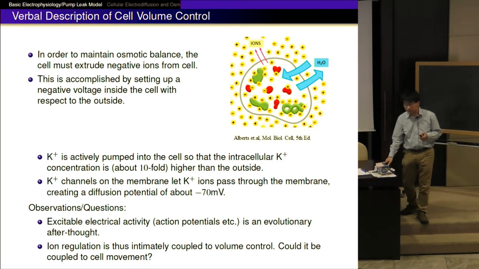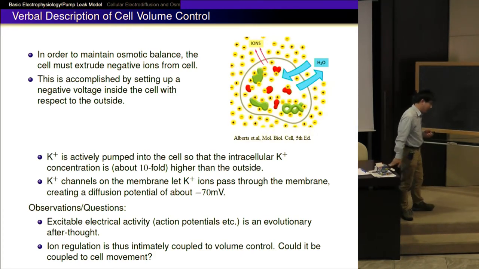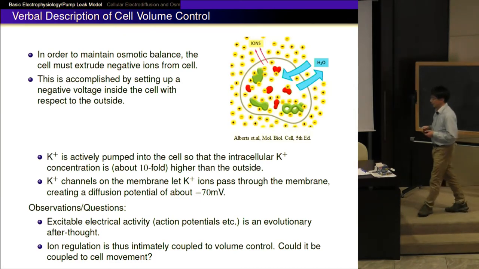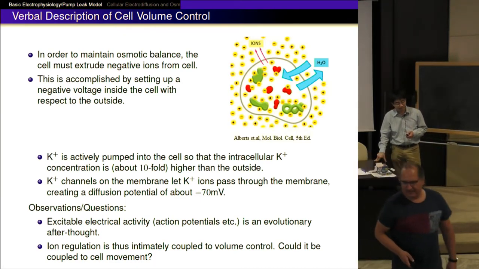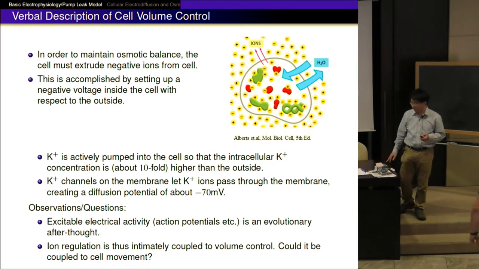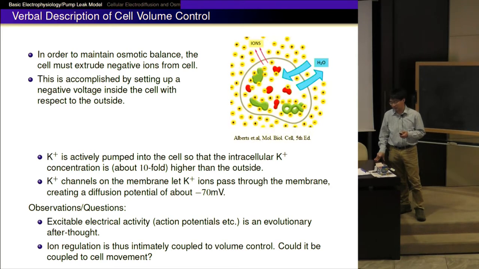Do you know why it's not the reverse, why it's not sodium and potassium? Why potassium? That's a great question. I have no idea. There's a very interesting PNAS paper from about, I forget, 2000, about 10 years ago, on the origin of life, and it talks about.